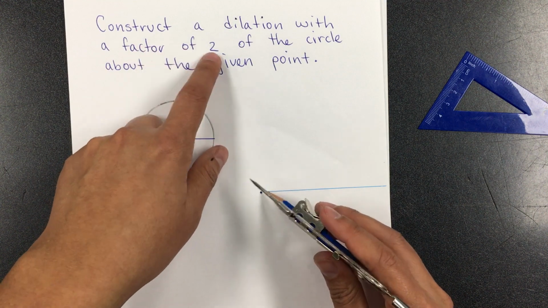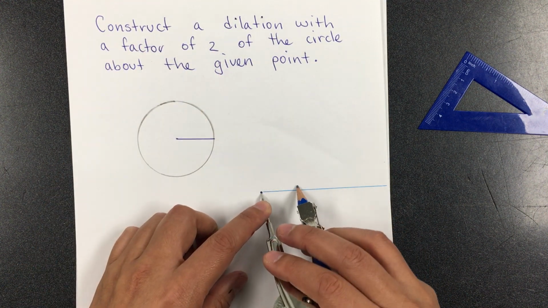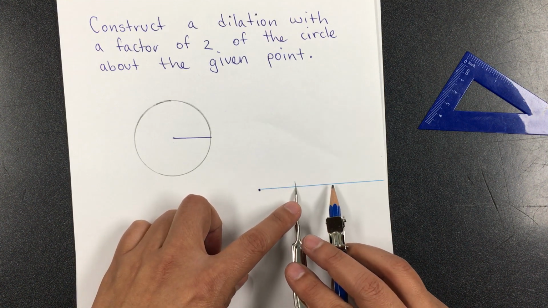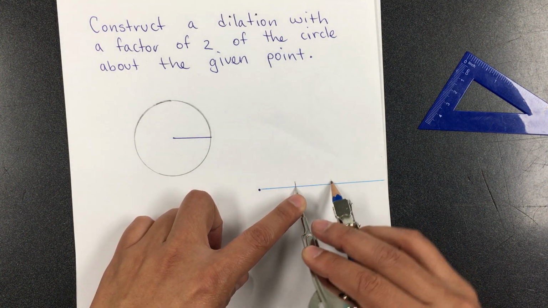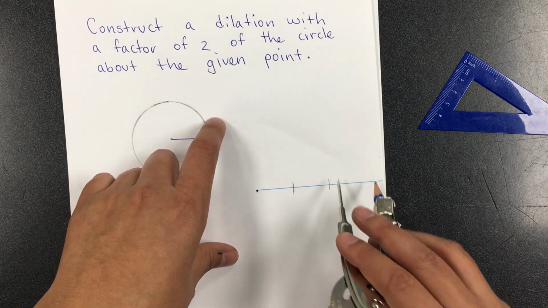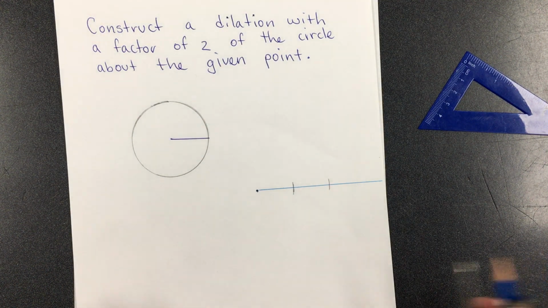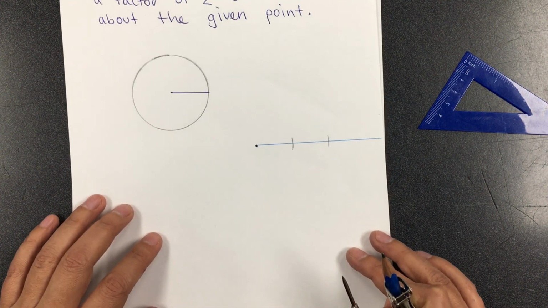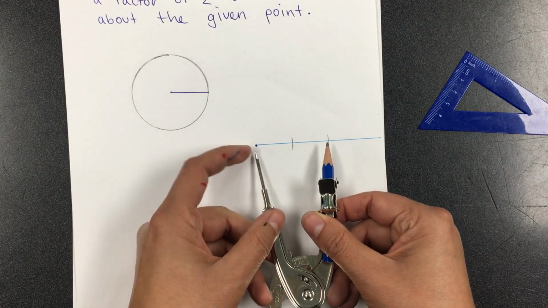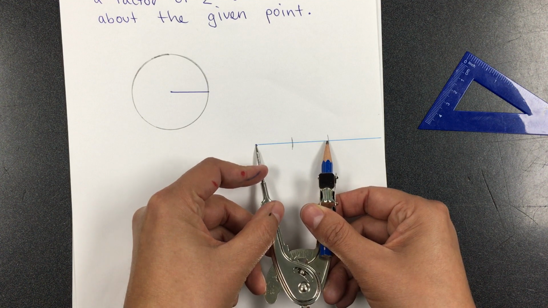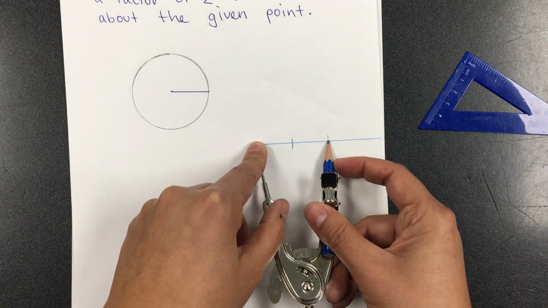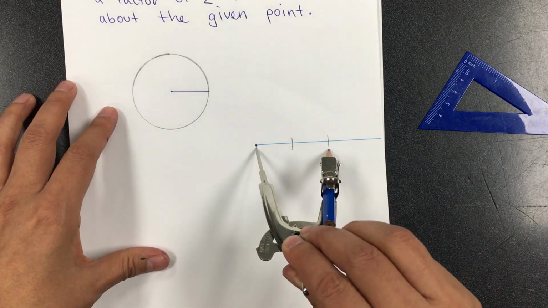And since it says a factor of 2, that means that you're going to measure that radius twice. So 1, then go from the point on that marking, and then again, that's twice. If they say a factor of 3, then you would do it 3 times, etc. Okay, now that I have that, I'm just going to open my compass to the new position with this taken as the center and opening it to the second marking. Okay, and that's all I have to do.